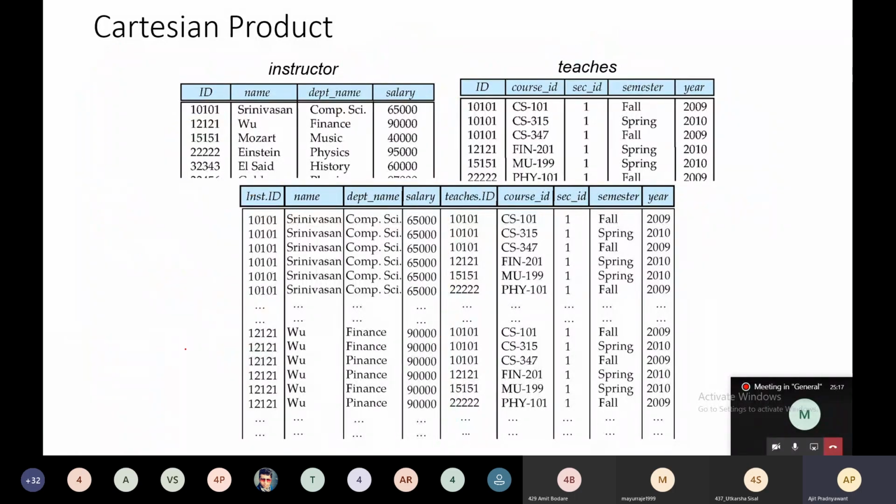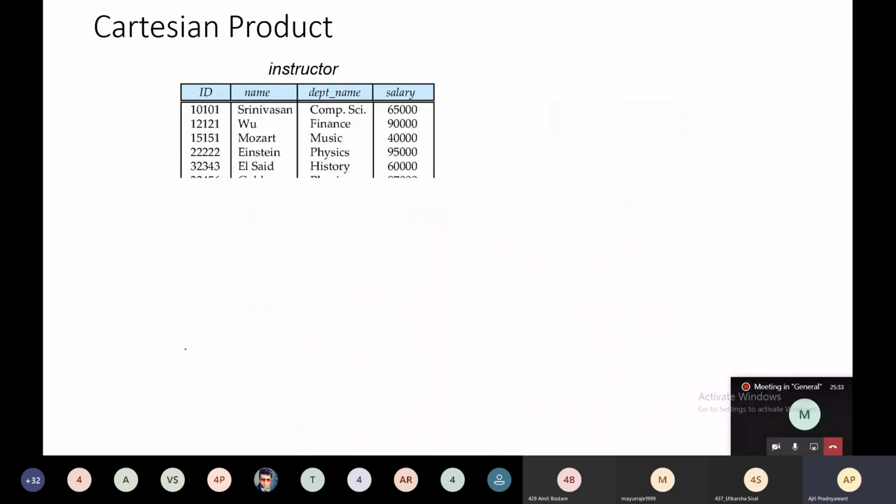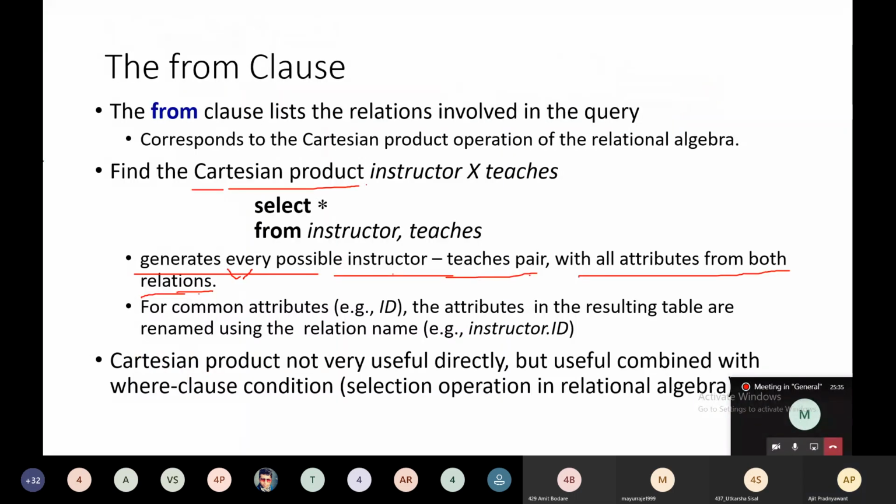Again, I am repeating because you need to understand it clearly so that you will understand how a query is exactly executed behind the scenes and how complex it might be to retrieve a small amount of data from different relations. So here it is. Select star from instructor, teaches, and this will produce the Cartesian product. What is this Cartesian product? It generates every possible instructor-teaches pair with all attributes from both the relations.